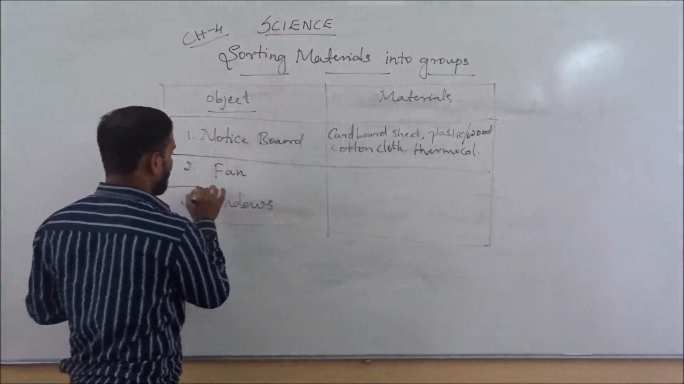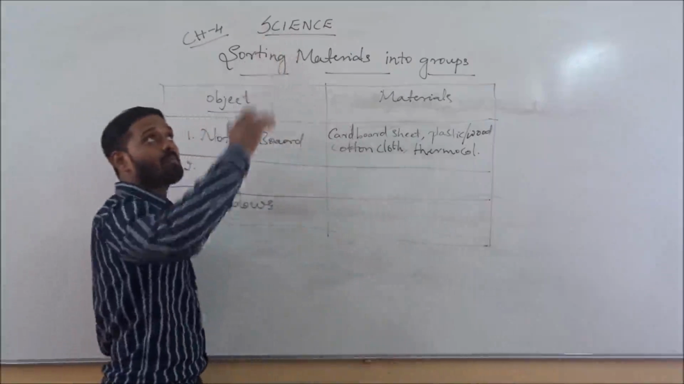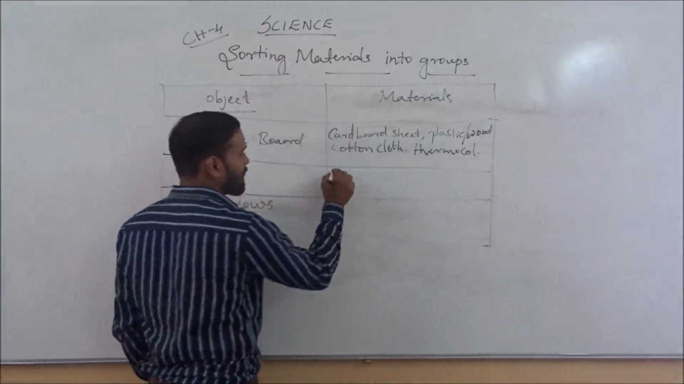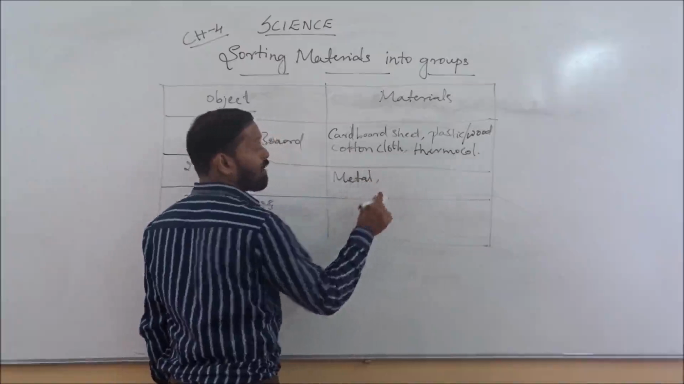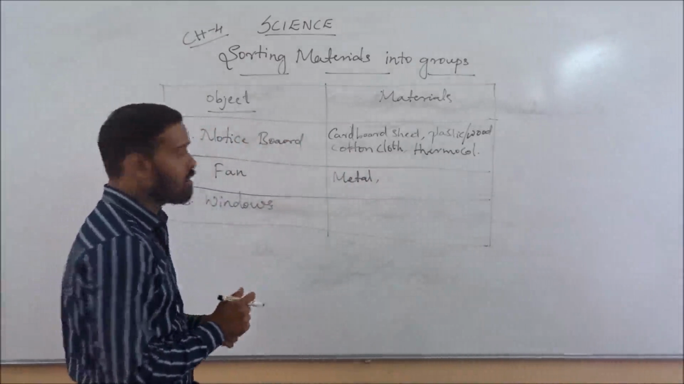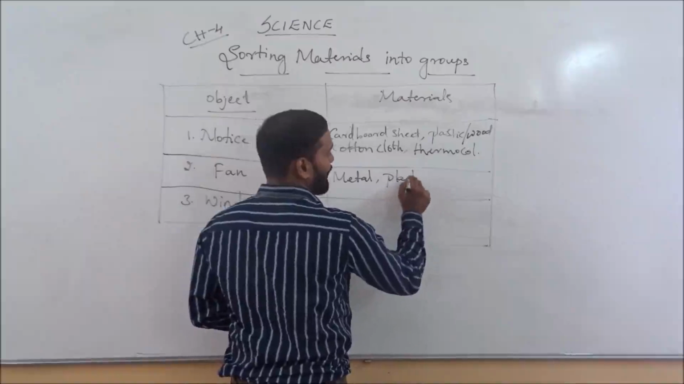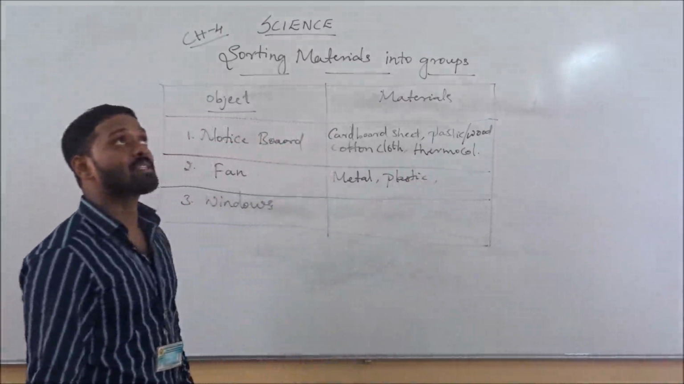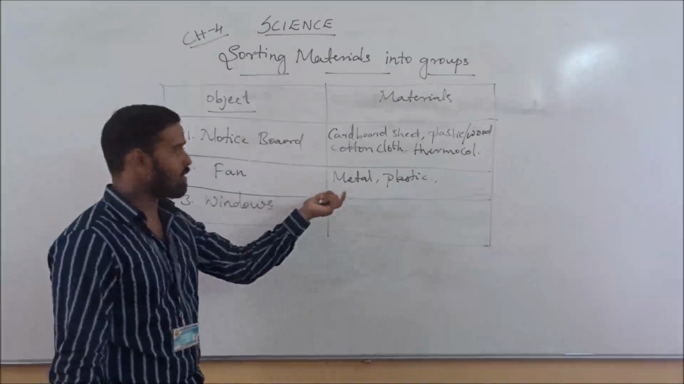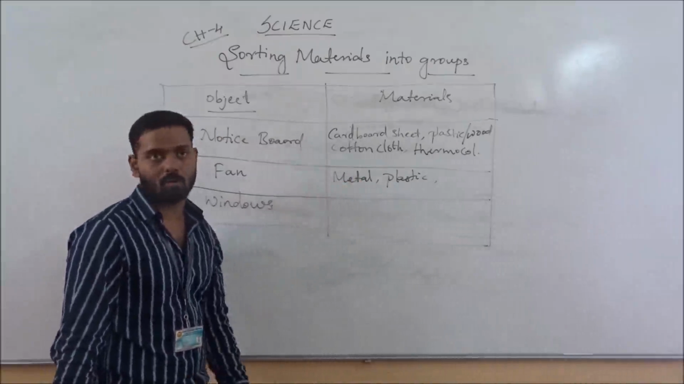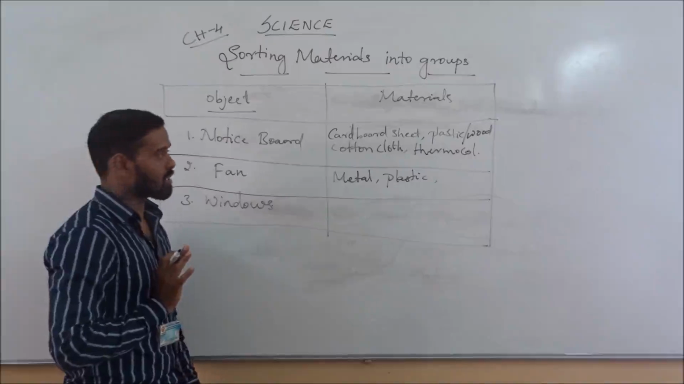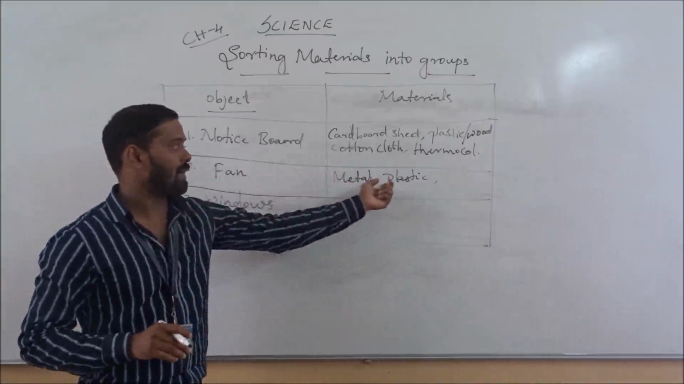Suppose you want to identify the materials of a fan. Fans, the fan plates, are made of metals. Then wires are connected, and the wires are coated with an insulator, which means they use plastic. Apart from that, nails are there, which come under the category of metal. So plastic and metals are used. This much only they are going to use. So it is made of metals and plastics.